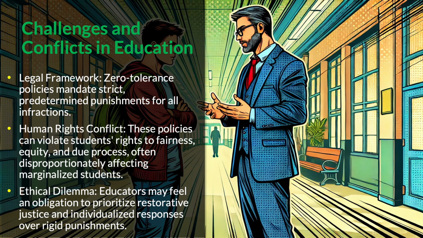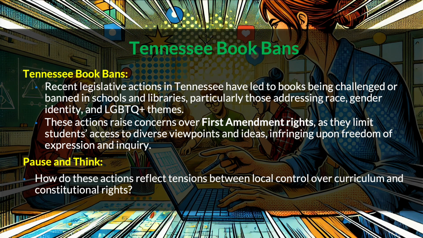Next, we'll examine a real-life example of this tension: the Tennessee book bans. The recent book bans raise significant concerns regarding First Amendment rights, which protect freedom of speech and expression. By restricting students' access to a diverse range of viewpoints and ideas, these actions may infringe on their right to explore various perspectives, particularly on important social and cultural issues.